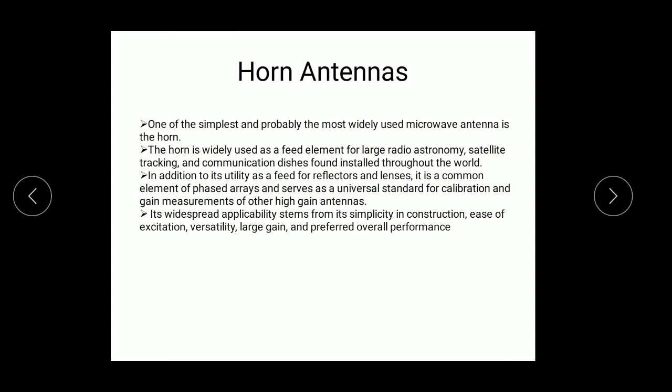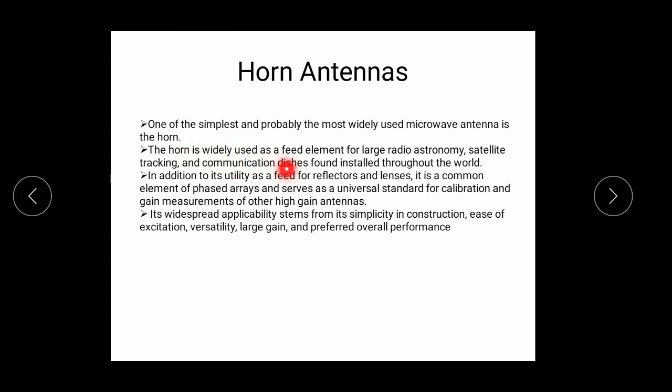Horn antennas are also considered as a feed source for the reflector in the case of the Cassegrain reflector antenna. The horn antenna is one of the simplest and probably the most widely used microwave antennas.